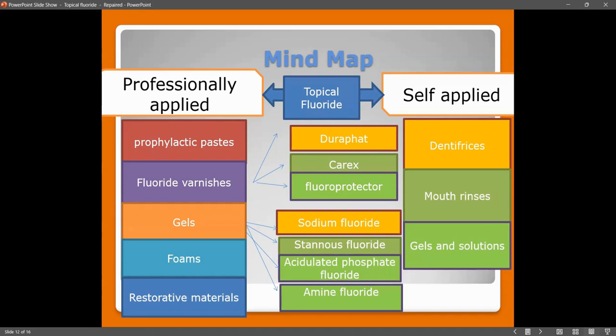Okay, remember that. For gel, there are 4 types: sodium fluoride, stannous fluoride, acidulated phosphate fluoride, and amine fluoride. First, sodium fluoride, you have to remember what is the technique. What is the technique? Anybody? It is Knudsen. So remember, it is Knudsen. For stannous fluoride, it is Muhler's. For acidulated phosphate fluoride, it is Brudevold's solution. And amine fluoride, who gave it? Mulliman in the year 1957. Self-applied, there are 4 types: dentifrice, mouthwashes.